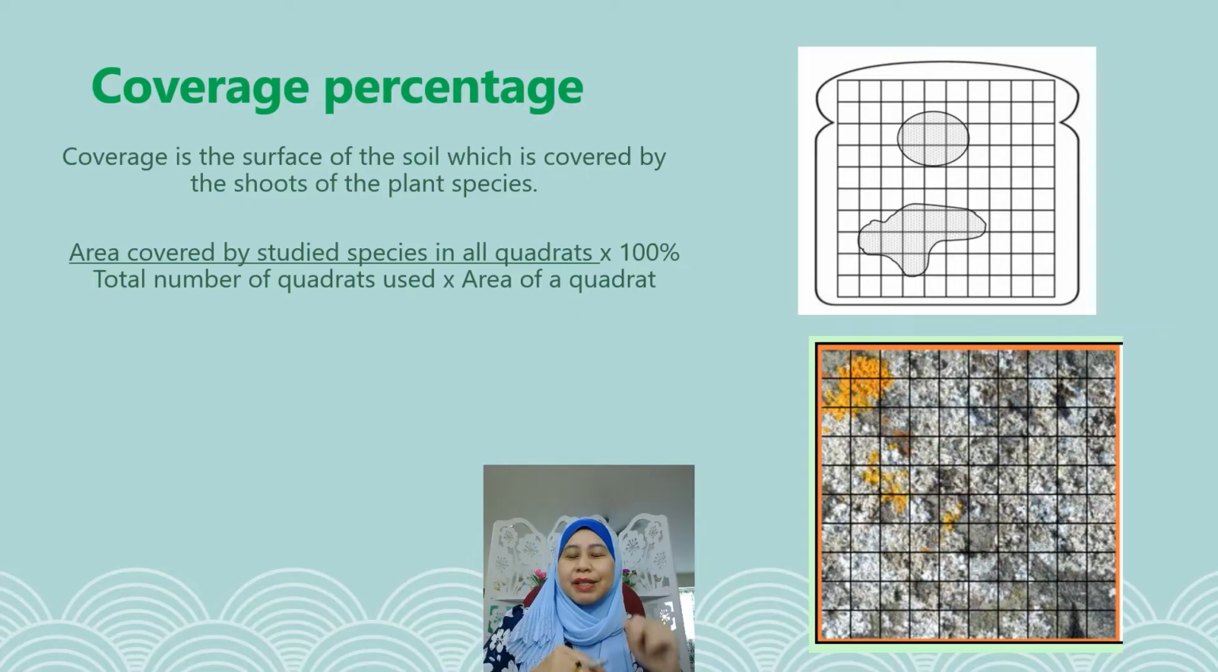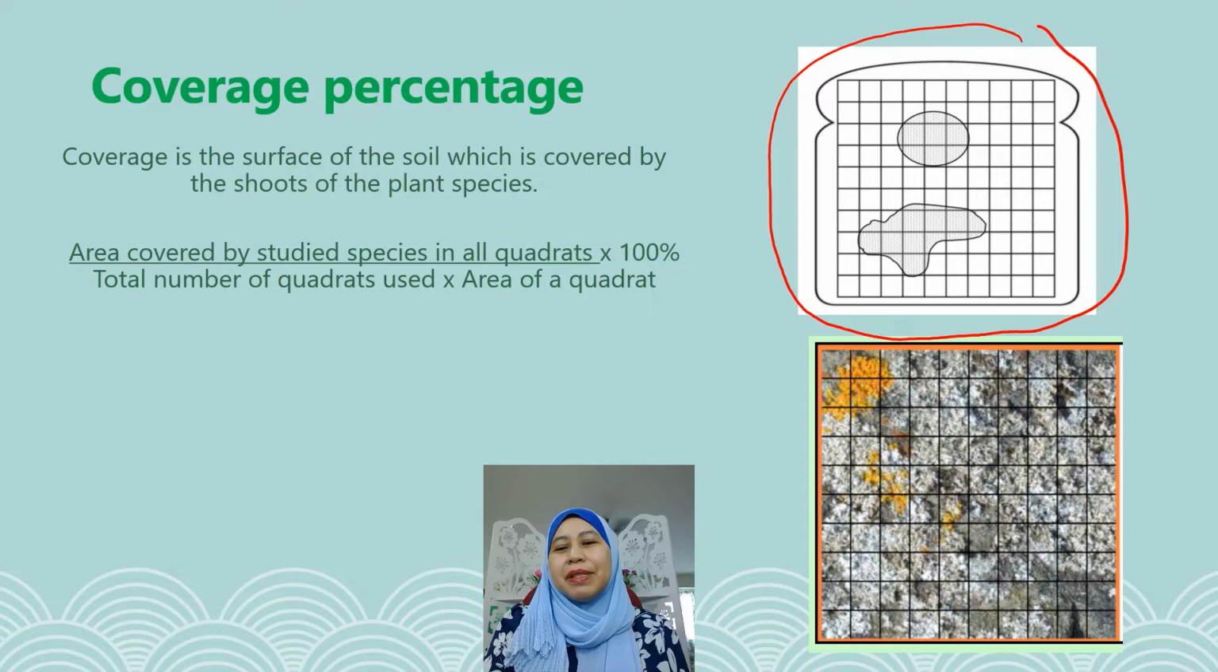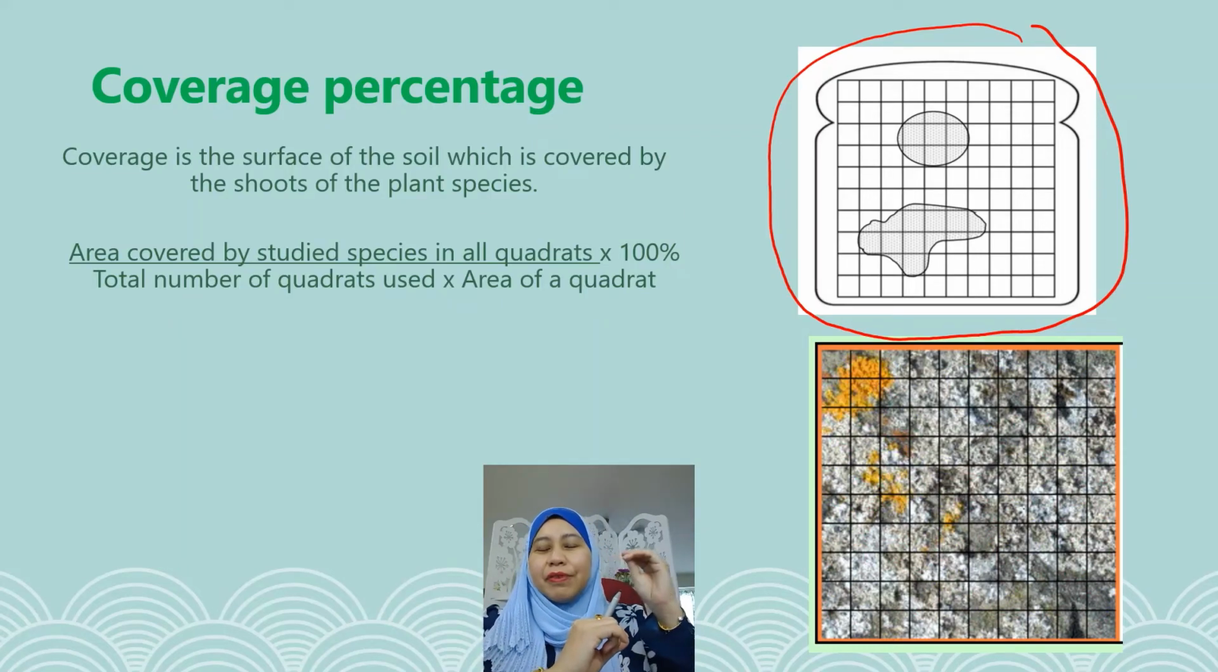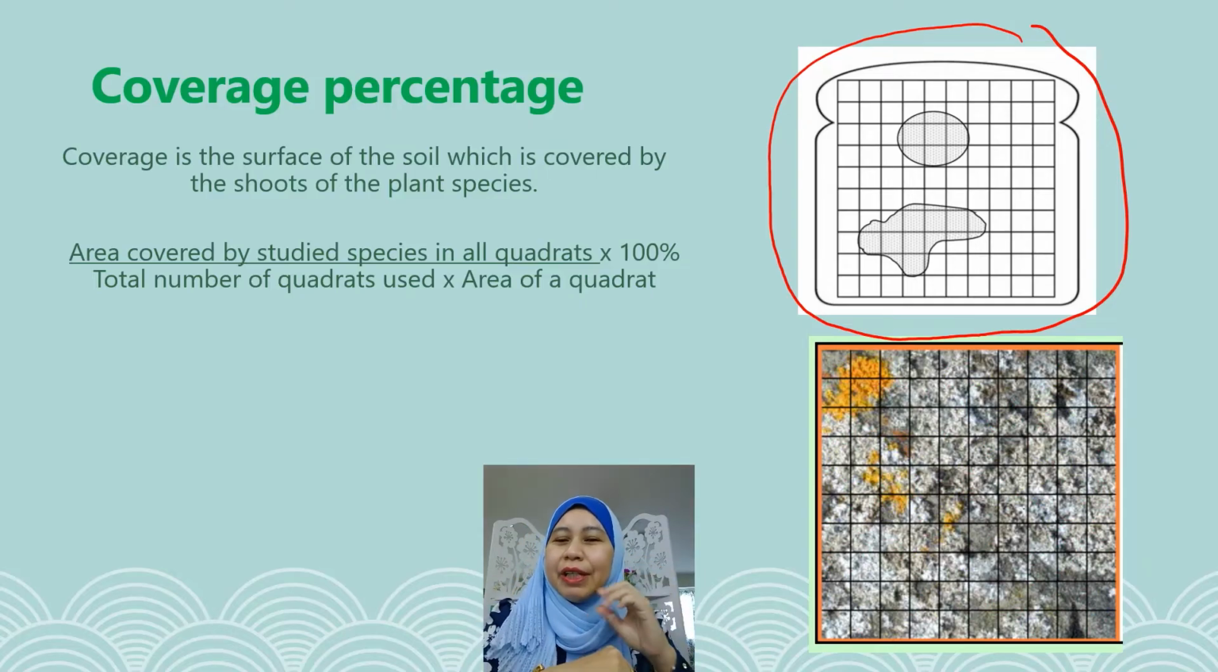Again, I have 2 examples for you. The first example is to study the species of Mucor sp on a bread. Okay, so I use the whole quadrat. So first, area covered by the study species in all quadrats. To calculate the area covered, we only count the area which has more than half. Okay, meaning the Mucor species must cover more than half of the area. Then only we can count the quadrat.